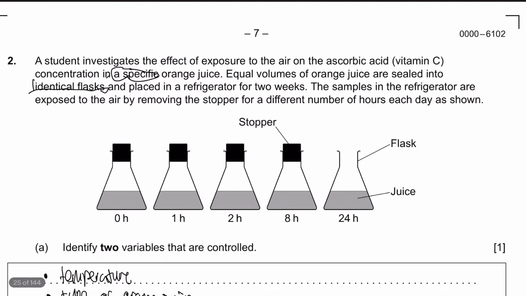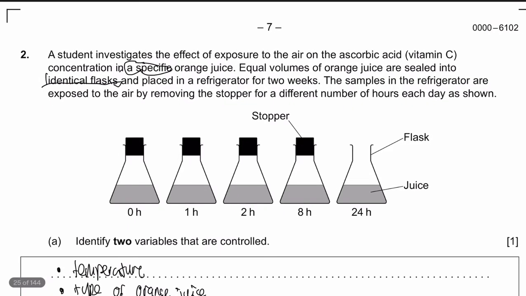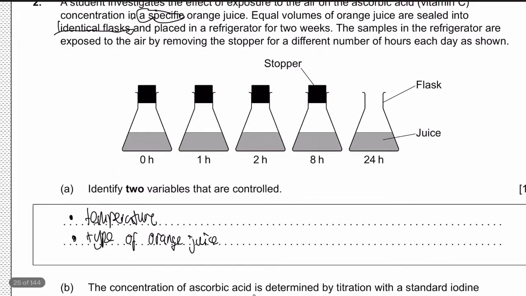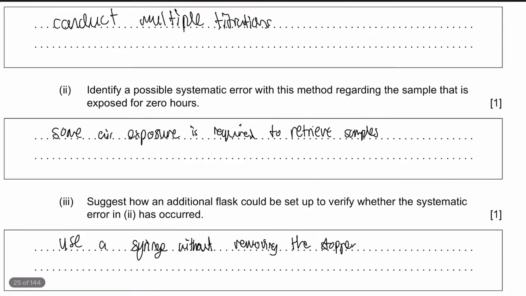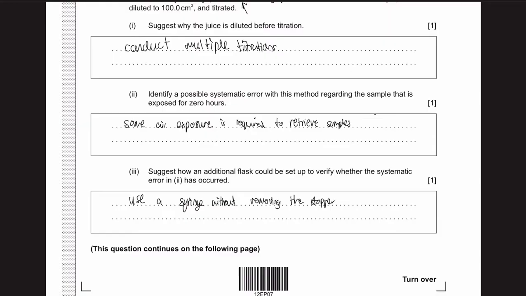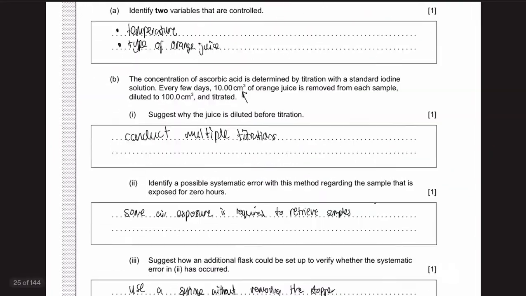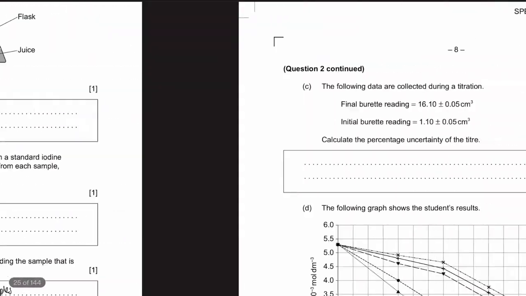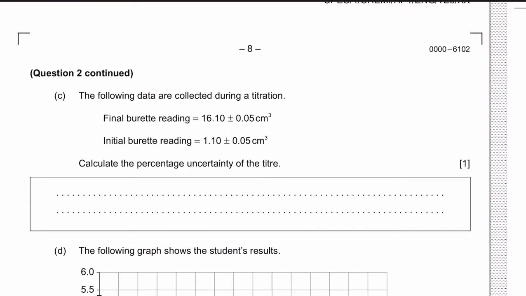Yeah, you could also, it's quite simple, just have another sample that you only titrate once after 2 weeks. It would have the same effect as verifying that the systematic error hasn't occurred. And yeah, those are two possibilities. Okay.